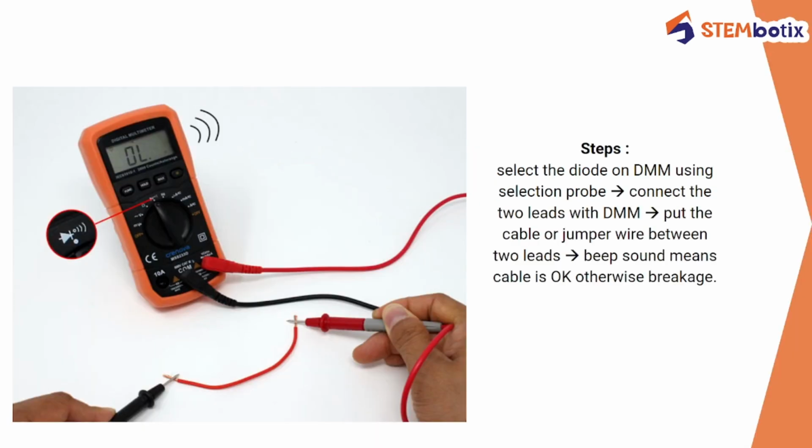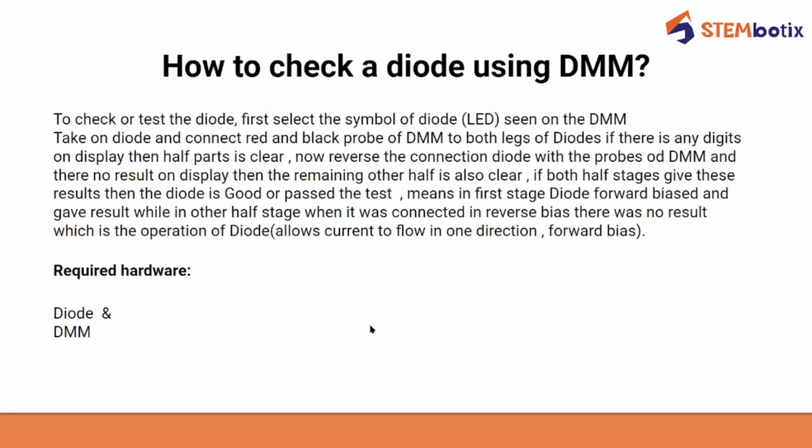So the steps you'll need to follow are: first select the diode on digital multimeter using the selection probe. Connect both the leads. First connect this black probe and then connect this red probe. Put the cable or jumper wire in between these two leads. Then if there is a beep sound, it means the cable is okay, otherwise it is not.